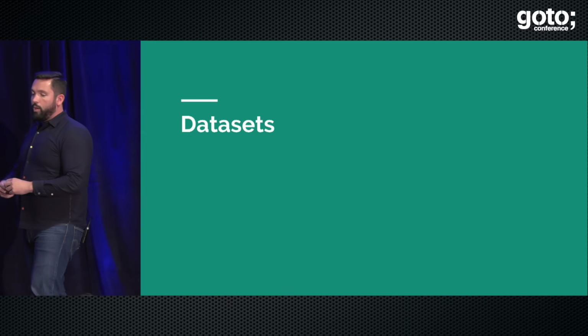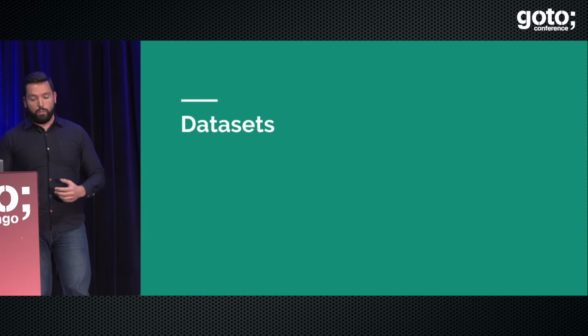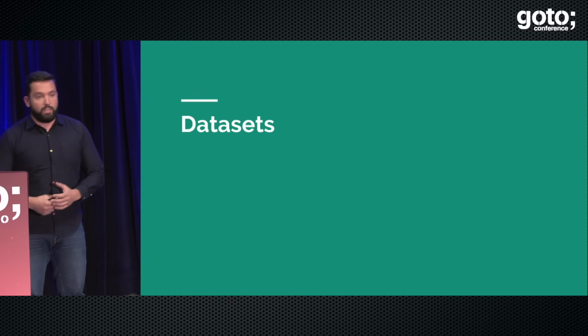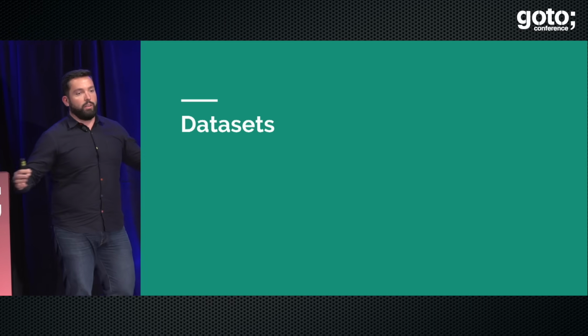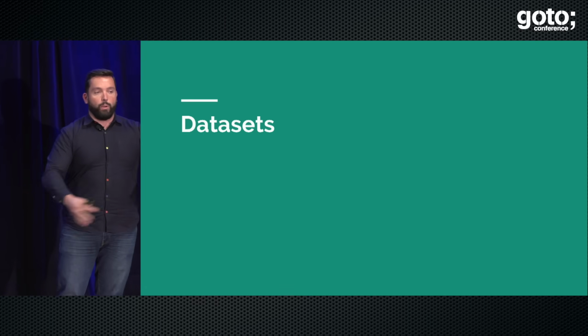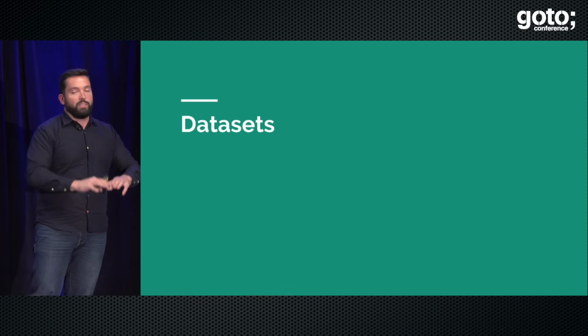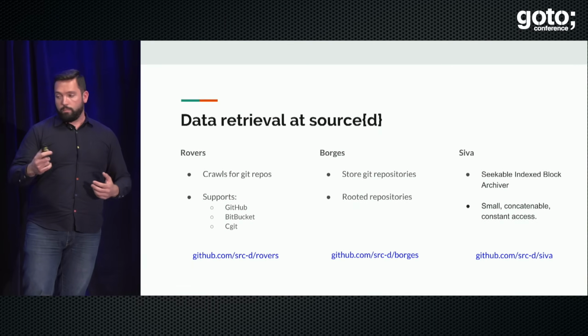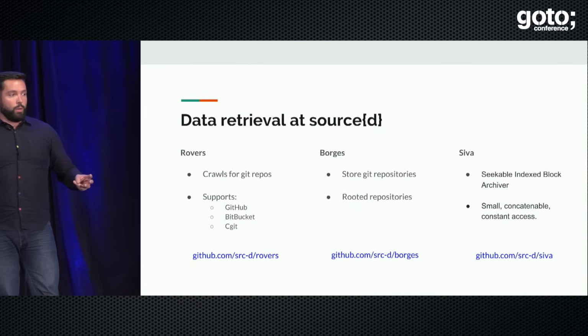So let's talk about something that is also very important, which is data sets. Machine learning is, after all, just a series of data sets thrown to an algorithm and trying to distill some information out of it, right? So what do we do at Source for data sets?